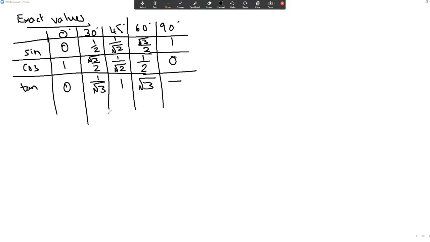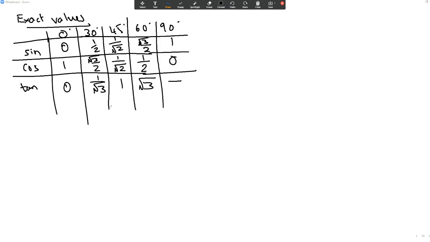The specification for GCSE also wants you to know what these exact values are. So these are values that you should memorize for the exam. How this table works is we can get sine from here, and we know that sine 0 is 0, sine 30 is a half, sine 45 is 1 over root 2, sine 60 is root 3 over 2, and sine 90 is 1. And similarly for cos and tan.